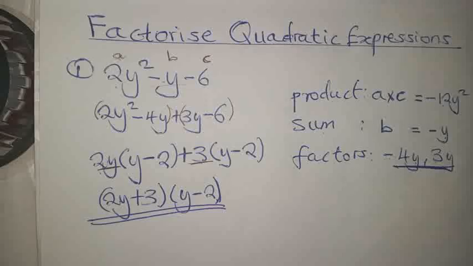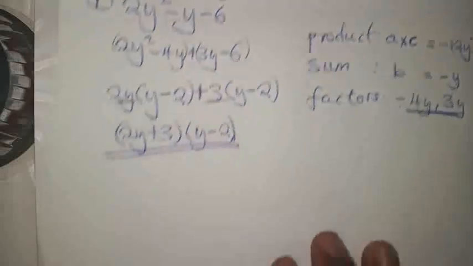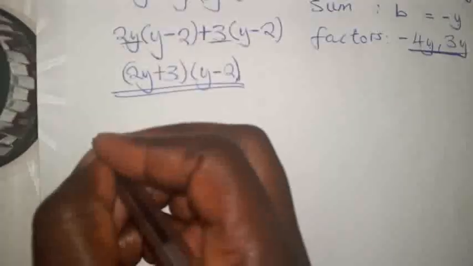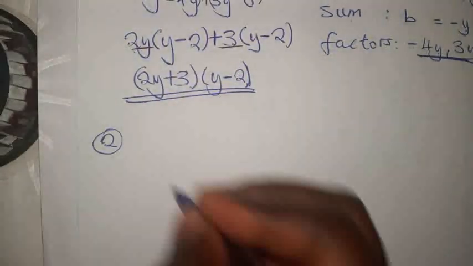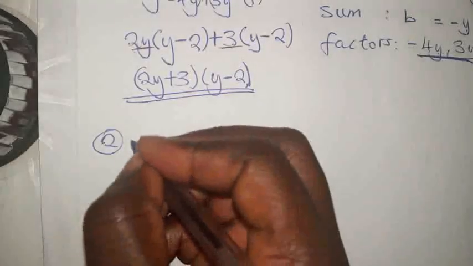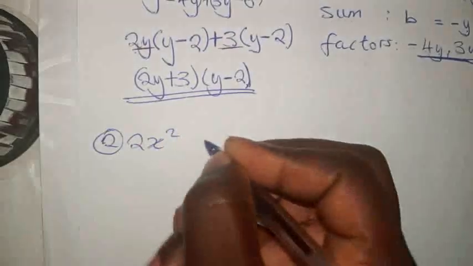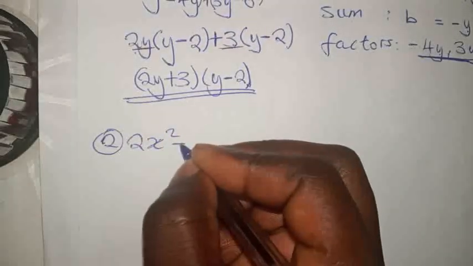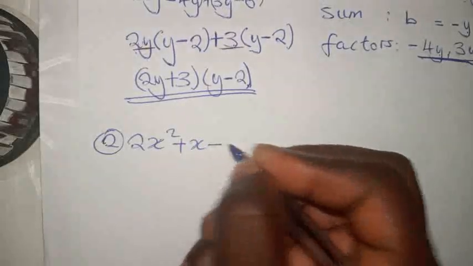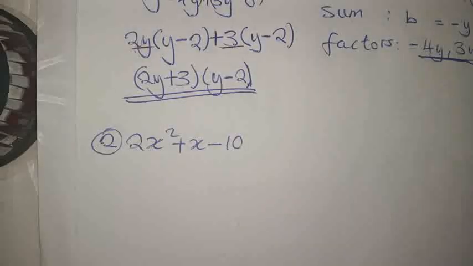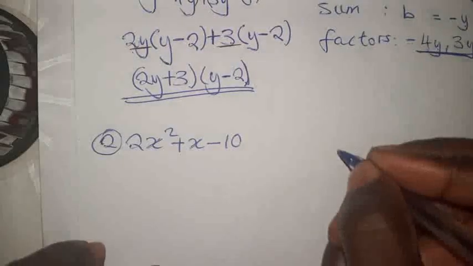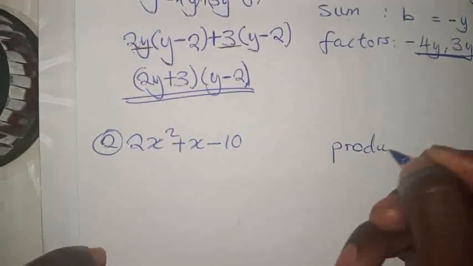Okay, now we go to number 2. Number 2, we have 2x squared plus x minus 10. Again, the question is saying factorize completely. How do we factorize this one?